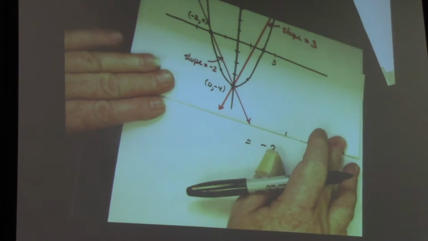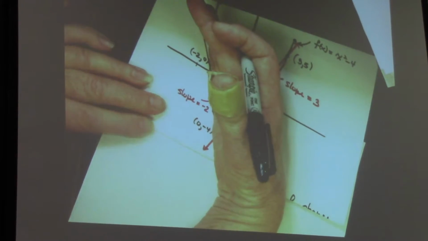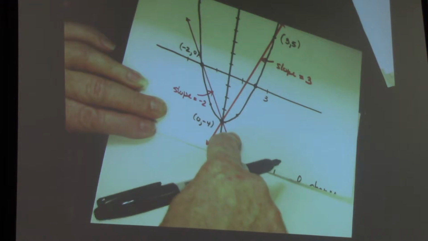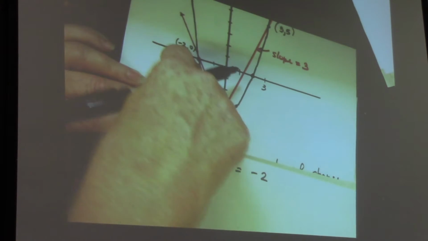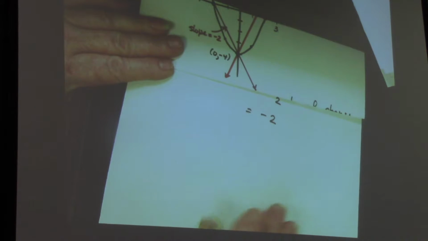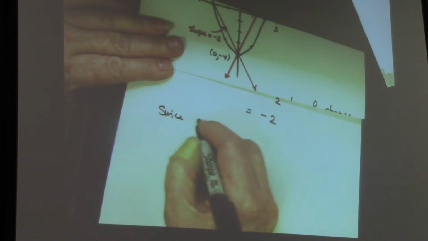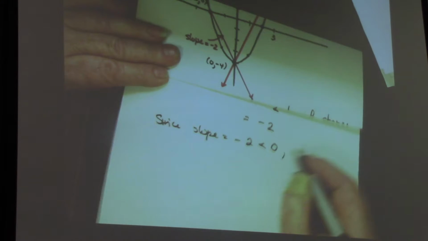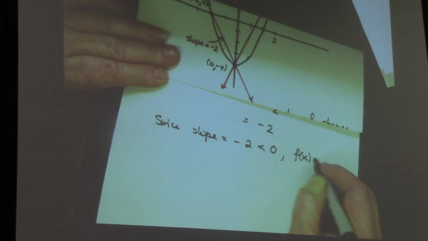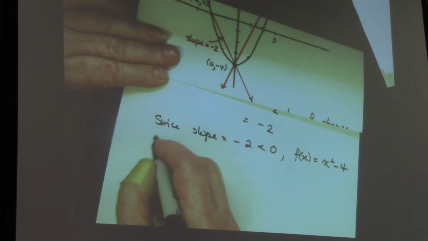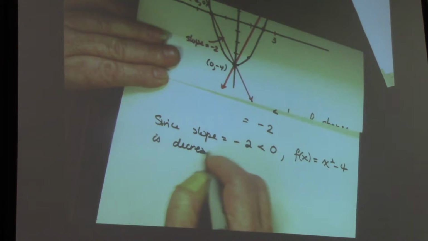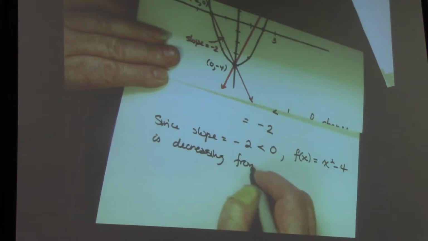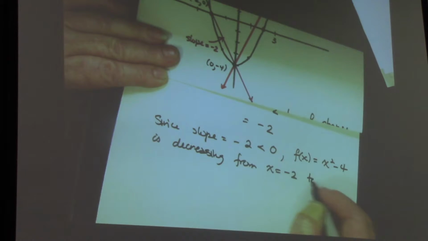Okay, because the line is going down. So the line is decreasing, which means on the whole, this function is decreasing from x equals -2 to x equals 0. Since that slope is -2, which is negative, the function f of x equals x squared minus 4 is on the whole decreasing from x equals -2 to x equals 0.